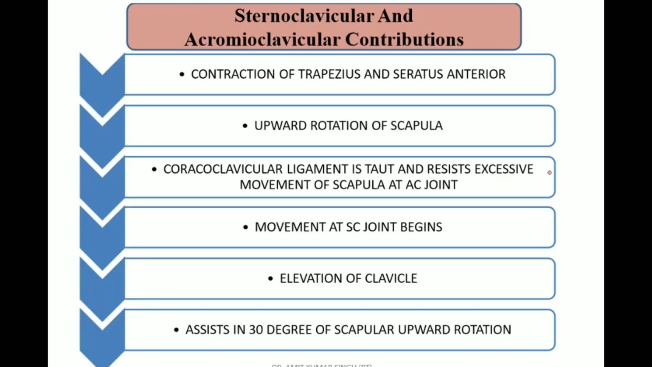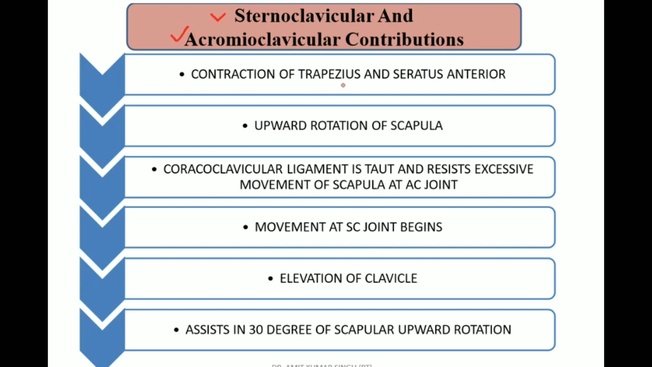Now let us discuss the contribution of the two important joints which are part of the shoulder complex, that is your sternoclavicular and acromioclavicular joint. How are they going to contribute to this scapulothoracic movement? Now what happens? There is a contraction of trapezius and serratus anterior muscle.